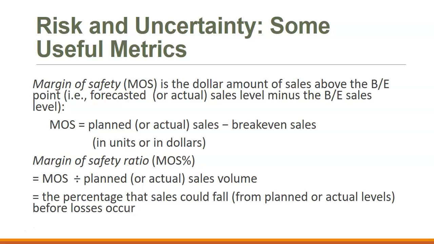One of those metrics that we use for risk and uncertainty is margin of safety. Margin of safety is the amount of our actual sales, forecast or actual sales, that is above our break-even point. So our planned or actual sales minus break-even sales. The margin of safety ratio is the margin of safety divided by our planned or actual sales volume. This is the percentage or dollar amount that our sales can fall from our planned or actual levels before we start operating at a loss.